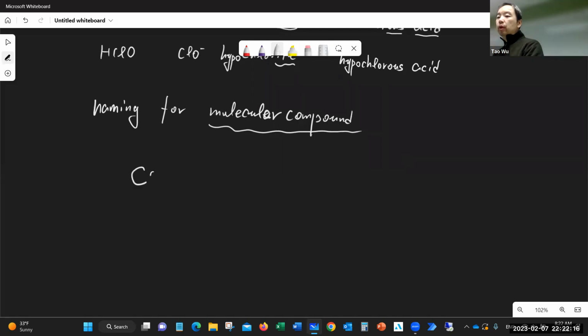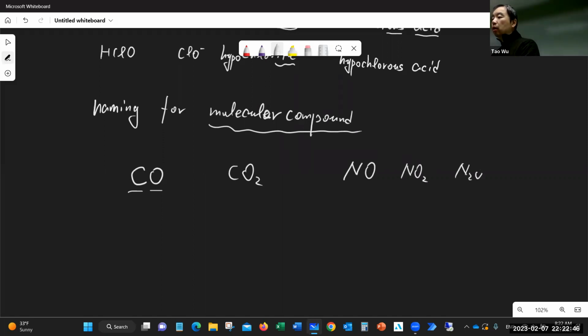For example, we all know CO and CO2, right? If we base it on the naming of the ionic compound, we should call this carbon oxide. But the point is, there are a lot of different kinds of carbon oxide. It could have one oxygen or two oxygen, right? And the nitrogen oxides also have maybe NO, NO2, N2O, N2O4. Those are all different molecules, okay?